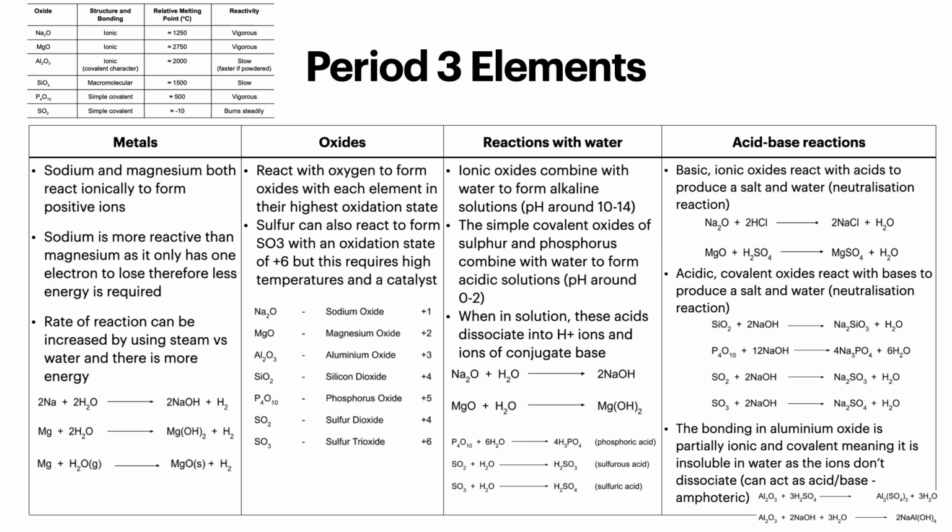Then how period 3 elements react with water. So ionic oxides combine with water to form alkaline solutions with a pH of around 10 to 14. And the simple covalent oxides of sulfur and phosphorus combine with water to form acidic solutions with a pH of around 0 to 2. When in solution, these acids dissociate into H+ ions and ions of conjugate base.